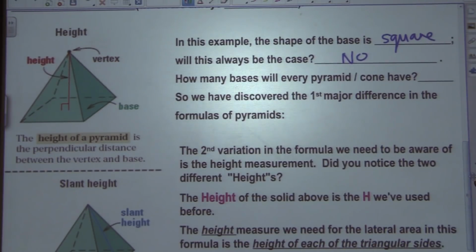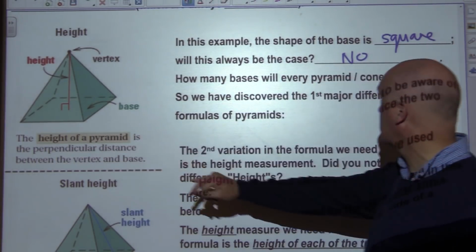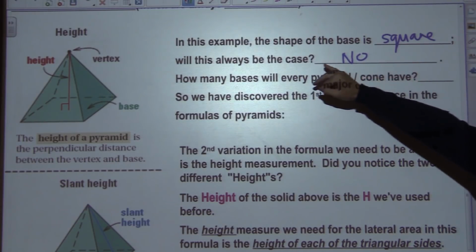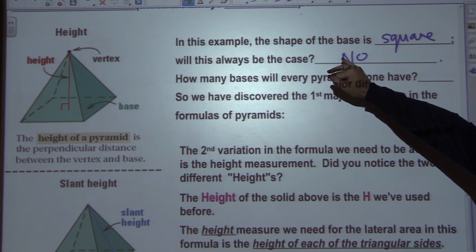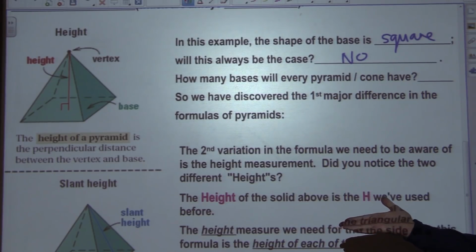This is the square-based pyramid. Okay, notice we've got the base, which is in the shape of a square. There it is. Will this always be the case? No. It could be a triangle, it could be a rectangle or other shapes.